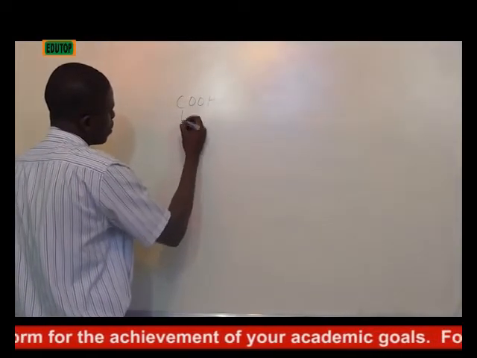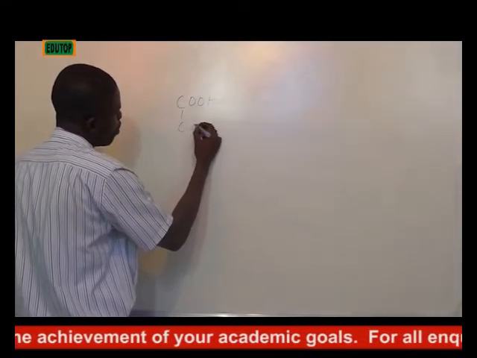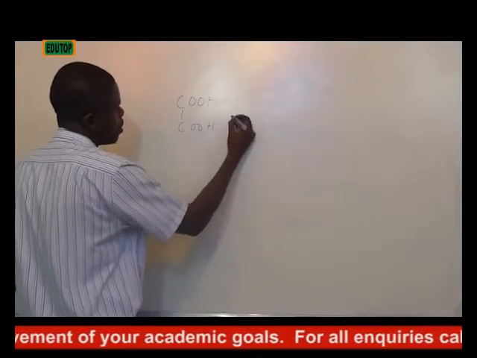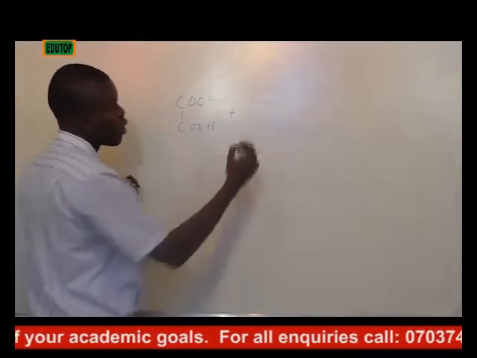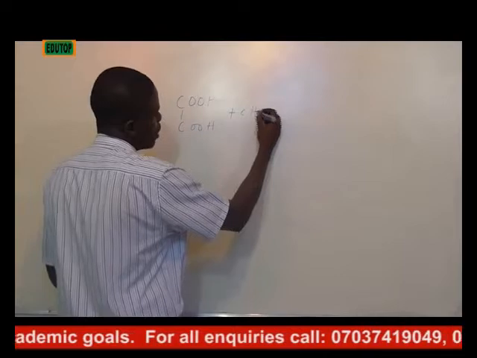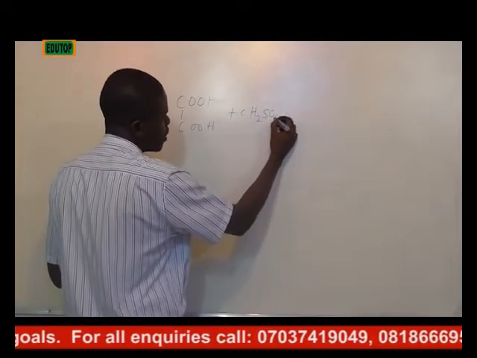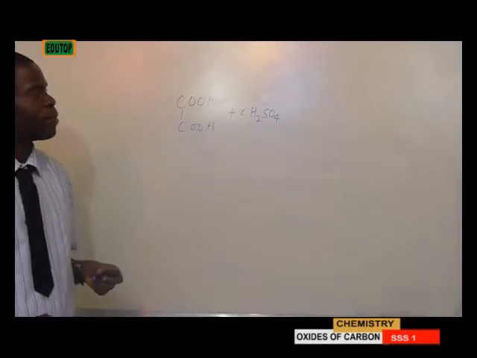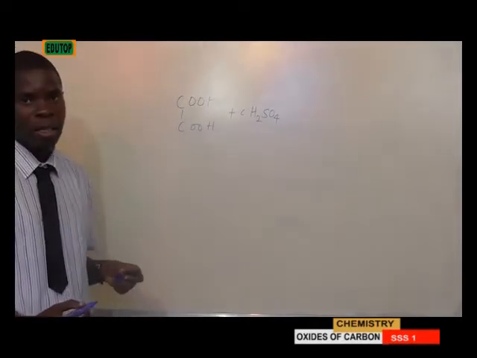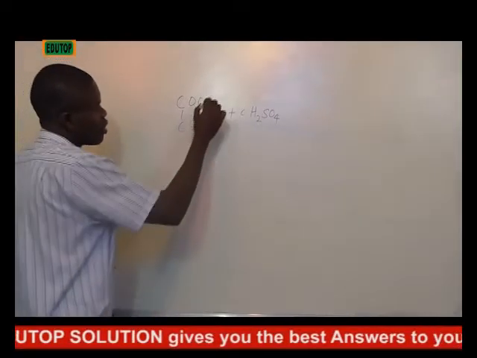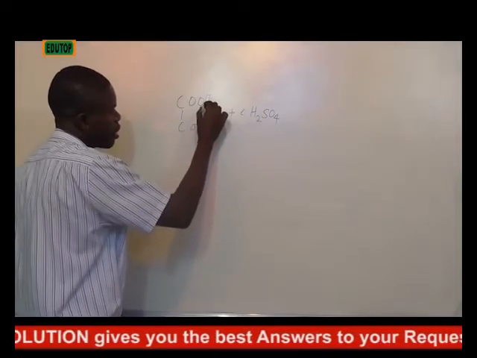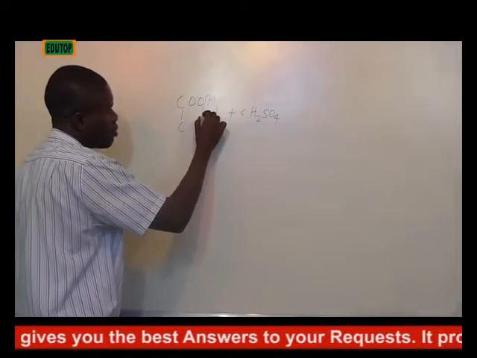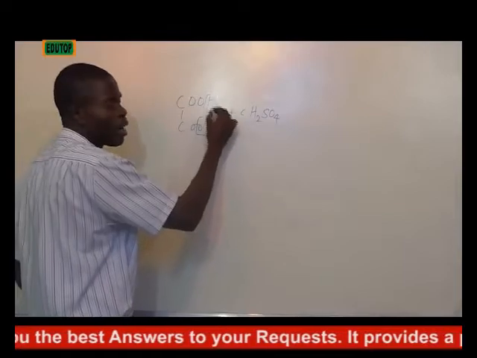COOH, COOH. When you react this with concentrated tetraoxosulphate 6 acid, which acts as a dehydrating agent, what it does to the system is to remove water. It will remove water. So maybe H from here, H from here, and OH from here.